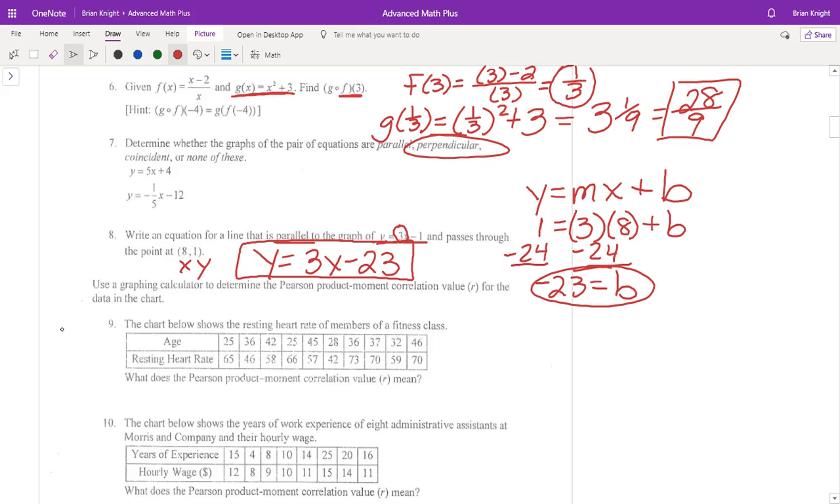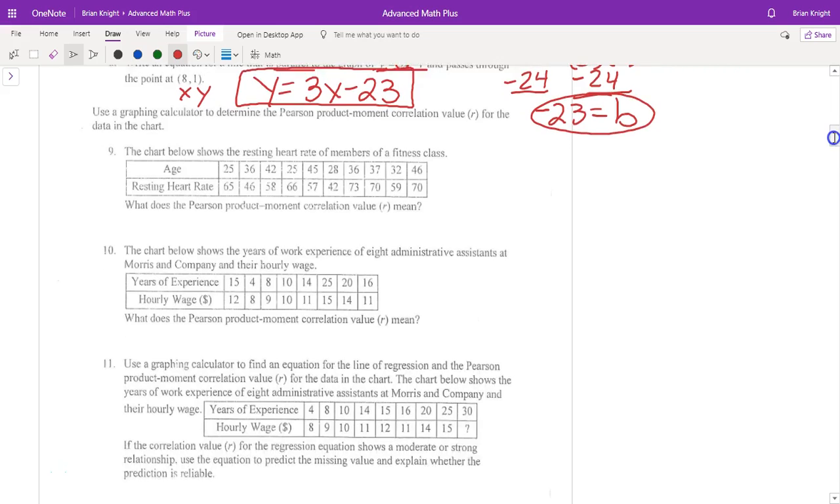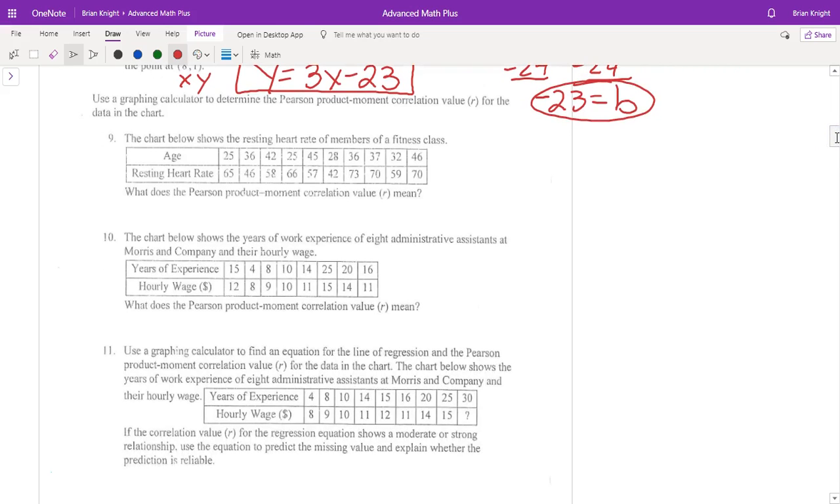9 and 10 are calculator problems, okay? You need to make sure your calculator mode has stat diagnostics on. So hit mode and make sure you scroll down where it says stat diagnostics and it should say on, okay? And then all you are trying to do is figure out what R is. It's literally just using your calculator, which I know y'all love.